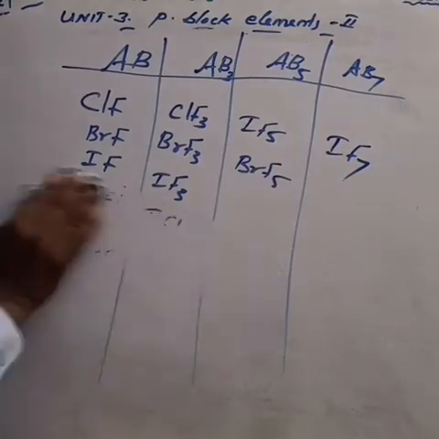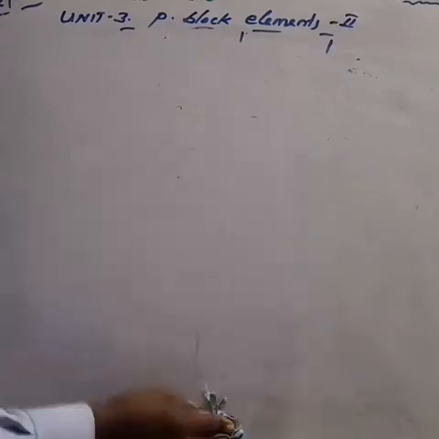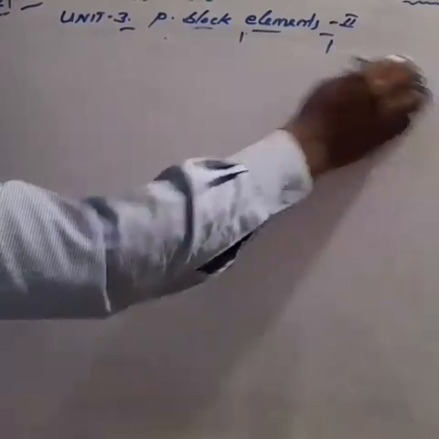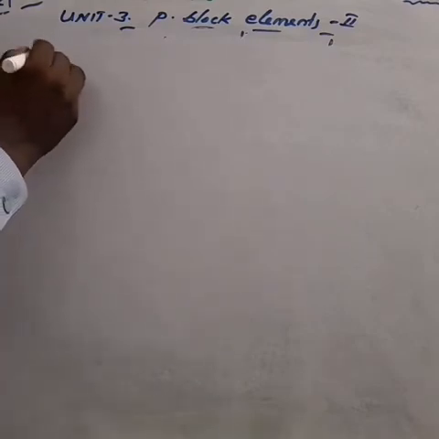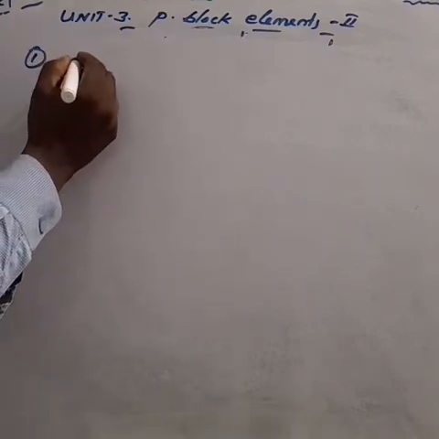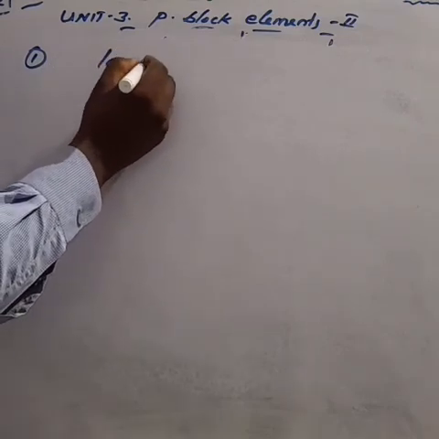Next, what are the properties of interhalogen compounds? I think we have more than 5 or 6 points. Try to learn this, okay? At least you have to learn 5 points. The first one: the central atom will be the larger one. That is the first property.